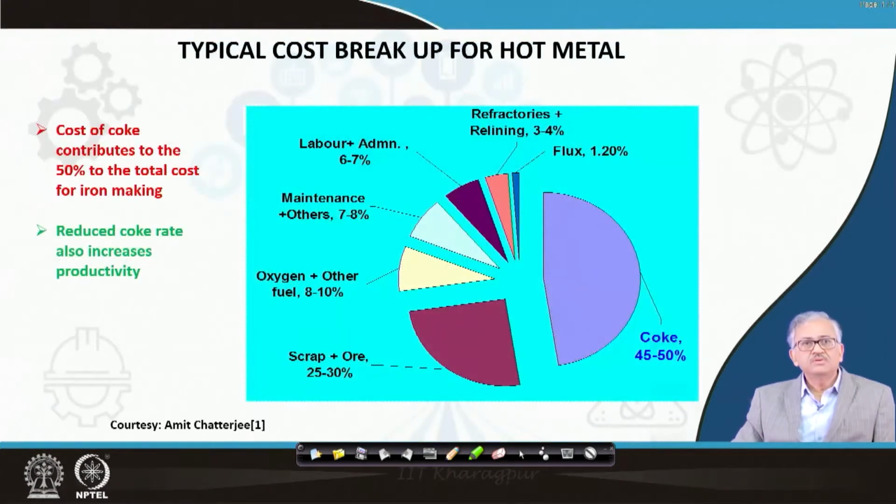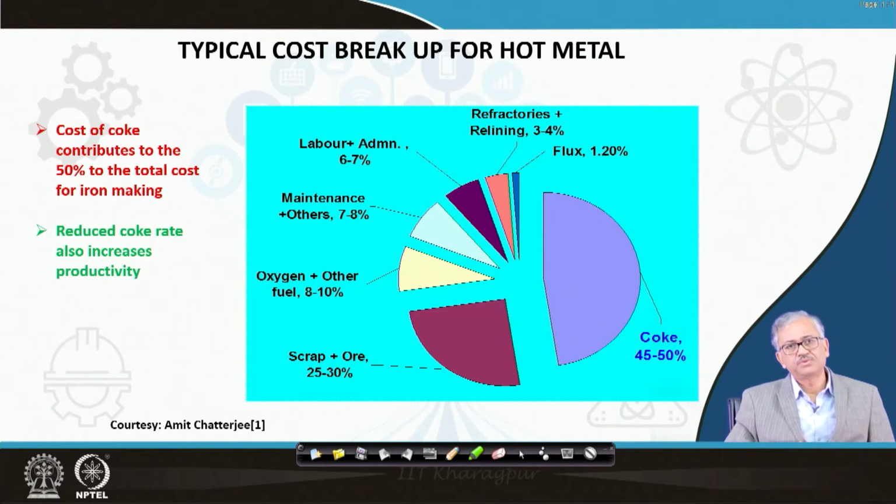Okay. Now, the typical cost breakup for the hot metal. If you want to produce hot metal, what is the cost breakup? From this pie diagram you can see that around 50% of the cost of the hot metal is contributed by the cost of the coke.